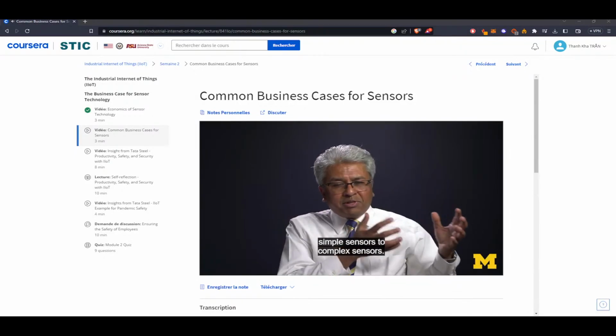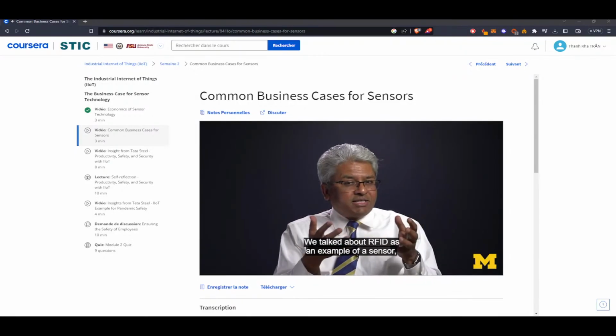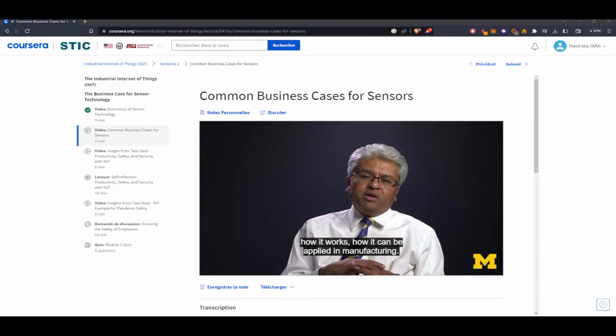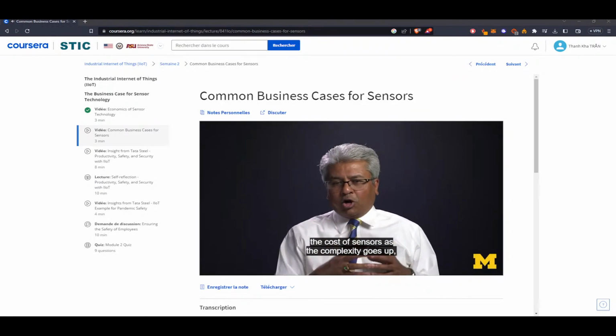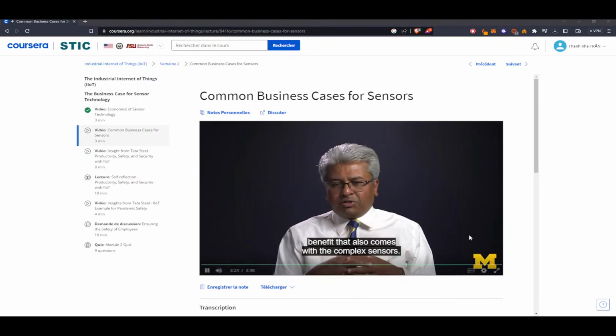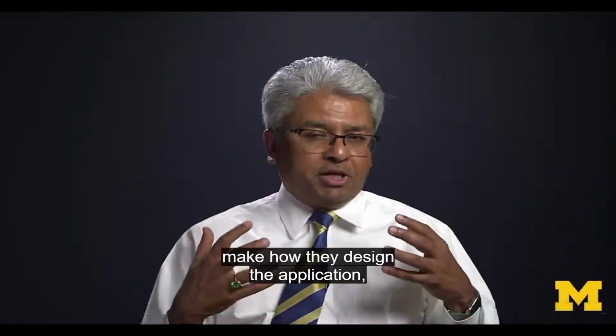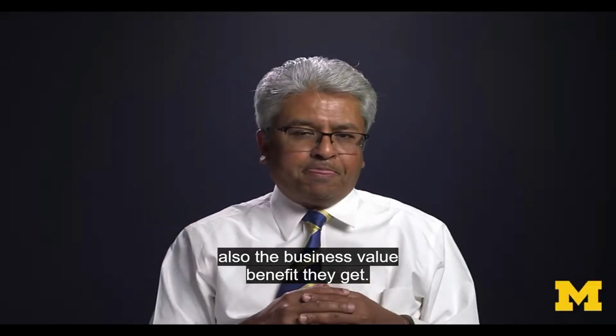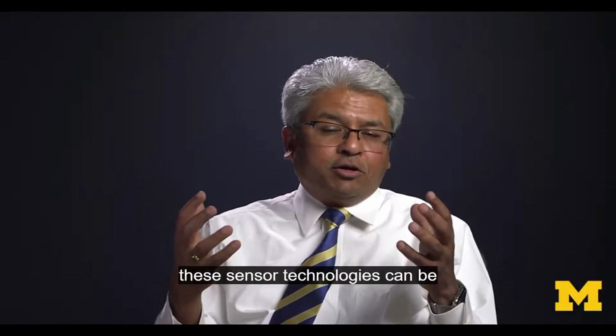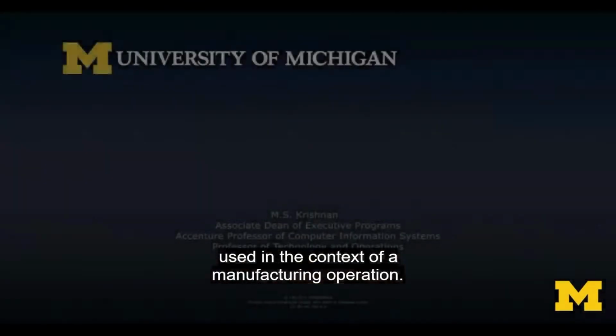Then we understood sensors from simple sensors to complex sensors. We talked about RFID as an example of a sensor, how it works, how it can be applied in manufacturing, and we talked about the economics of sensors, right? In terms of what happens to the cost of sensors as the complexity goes up, and at the same time, the business value benefit that also comes with the complex sensors. Hence it's a trade-off decision makers need to make in how they design the application, looking at the cost and also the business value benefit they get. We also finally talked about how some of these sensor technologies can be used in the context of a manufacturing operation.